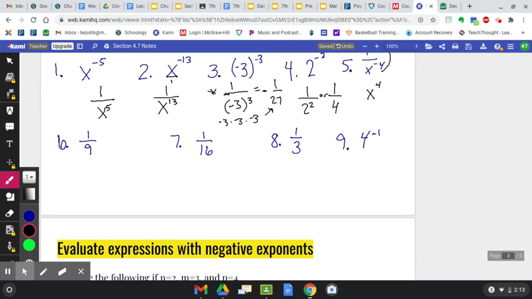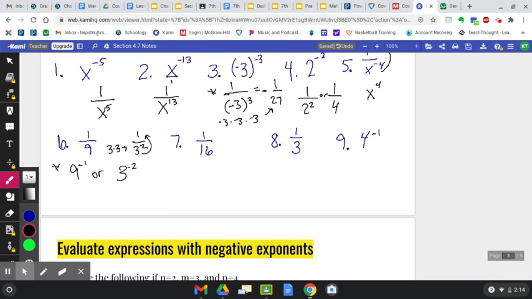Now, looking at 6, 7, 8, and 9, we're going to look at how to represent these situations with negative exponents. If I have 1 over 9, I could write that as 9 to the negative first, and that negative brings it up to the top. I know that 9 is also 3 times 3, which is 3 squared. So if I wanted to write that as a negative exponent, I move it to the top, and that would be 3 to the negative 2.